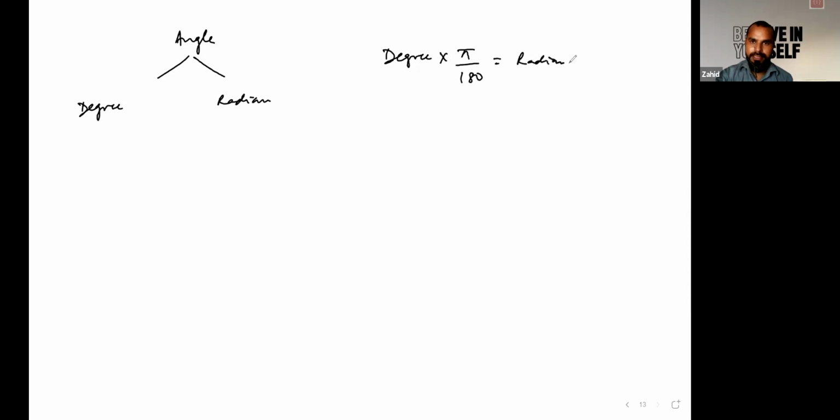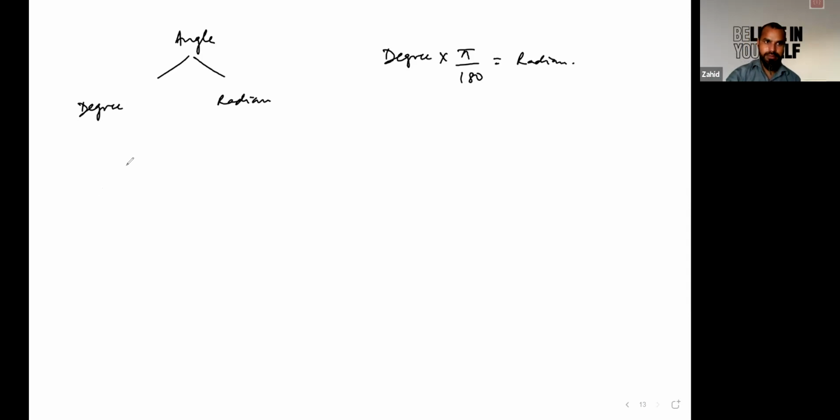As we have learned in our fundamental part, we can measure angle in two different units. One is degree measurement and the other is radian measurement. So the first one is degree measurement and the next one is radian measurement, and there was a conversion relation. Just multiply degree by pi by 180 to convert it into radian measurement.